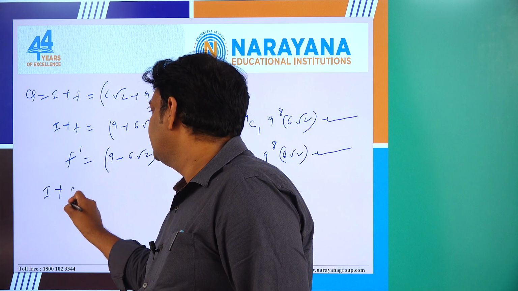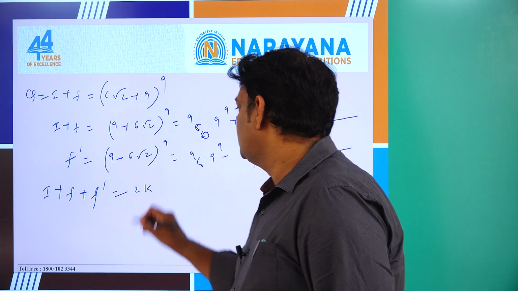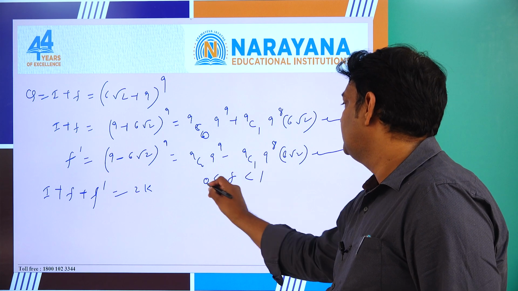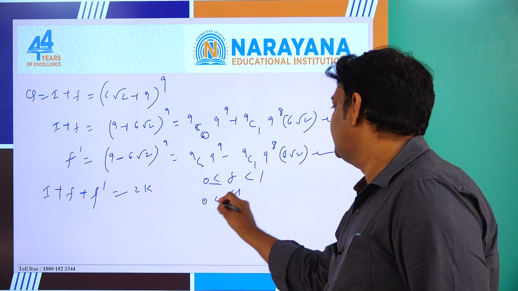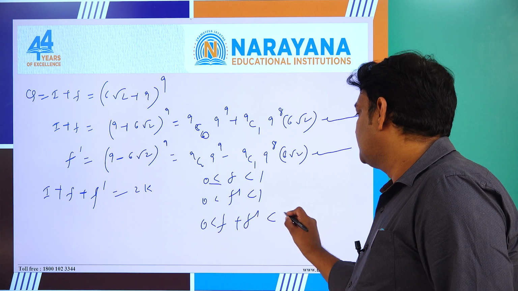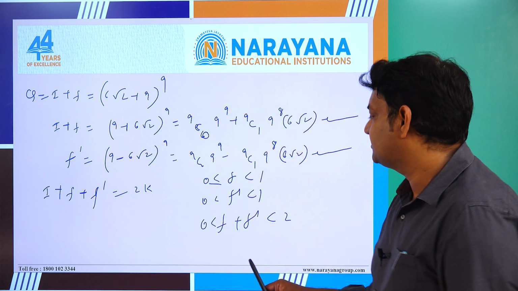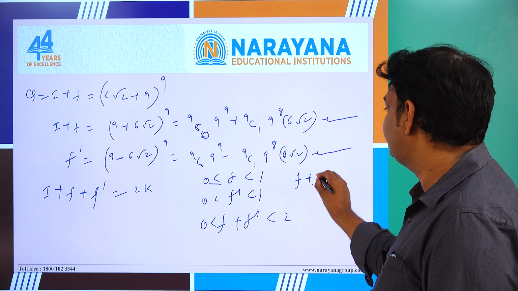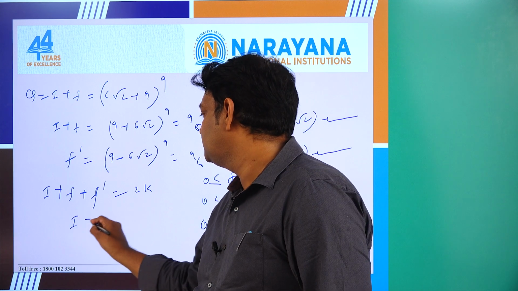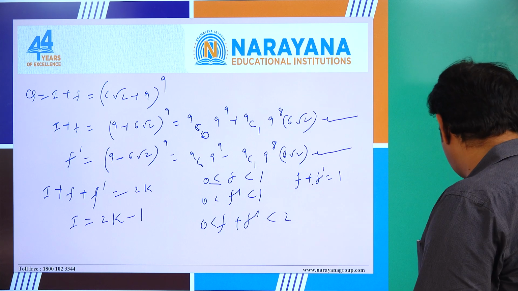I plus f plus f dash, you will get some 2k. Again, as you know, f lies between 0 and 1 and f dash lies between 0 and 1. So f plus f dash lies between 0 and 2, but as I is an integer, f plus f dash must be an integer. So the only possible value of f plus f dash is 1. Substitute here 1, so the value of I is 2k minus 1, meaning the greatest integer of q is odd.